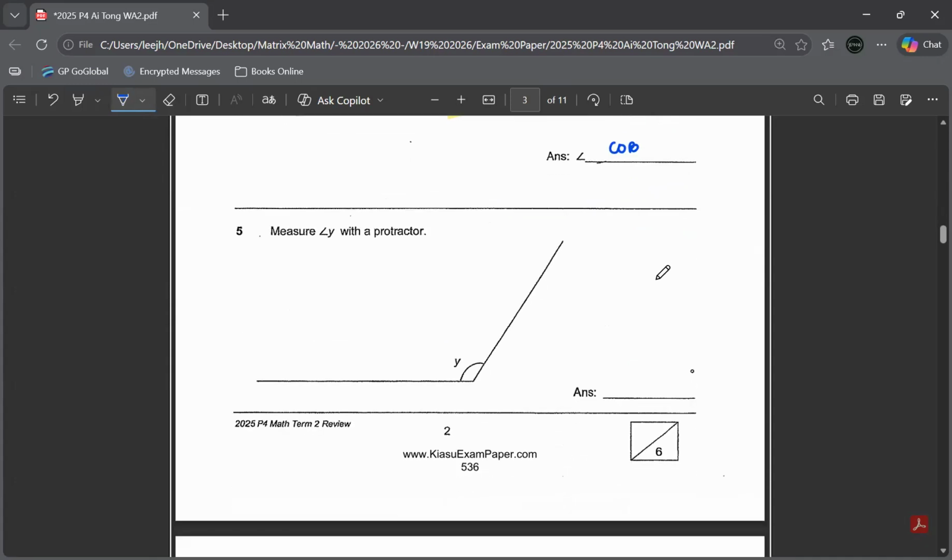Question number 5. Measure angle Y with a protractor. Over here, I don't have a protractor to show you, but please approach your teacher if you're not very sure. The answer should be 123 degrees. This angle here must be 123 degrees when you measure with a protractor.